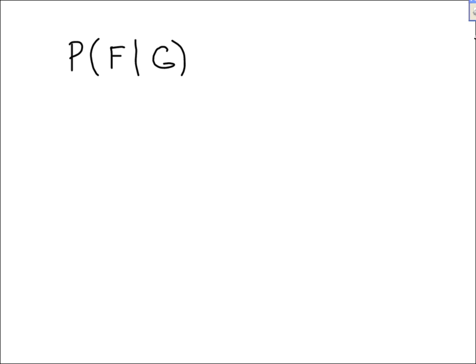Well, the first comment I'll make is if event G has occurred, that means the probability of G has to be bigger than 0. Usually a probability is between 0 and 1, and it includes 0 and it includes 1. But it can't be 0 in this case, otherwise G didn't happen. But we're assuming that G has happened.